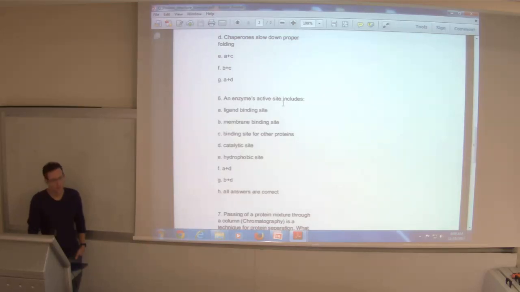Number 6. An enzyme active site includes. It's a plain terminology question, just definitions. So who wants to say what the right answer is? Ligand site, right? Then a catalytic site. So A and D, right here. Yes. Okay, a hydrophobic site. An enzyme might have a hydrophobic site, but per definition it wouldn't be part of the active site, and the same for B and C.